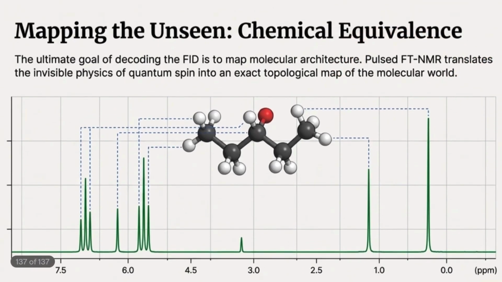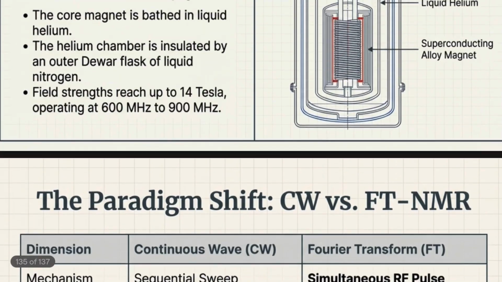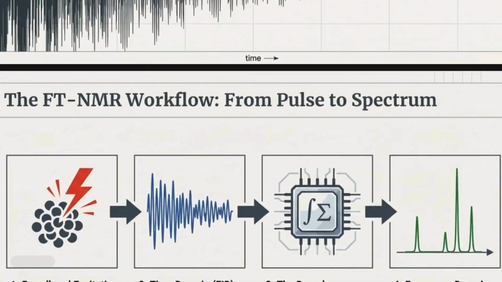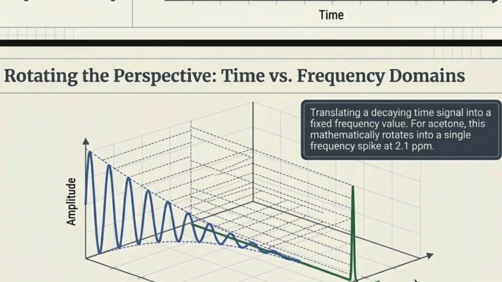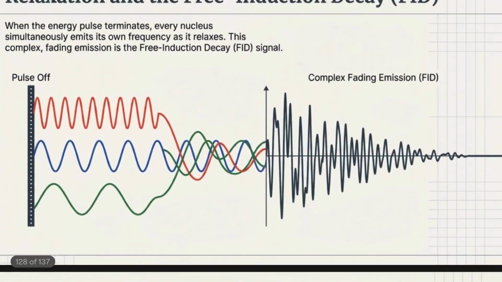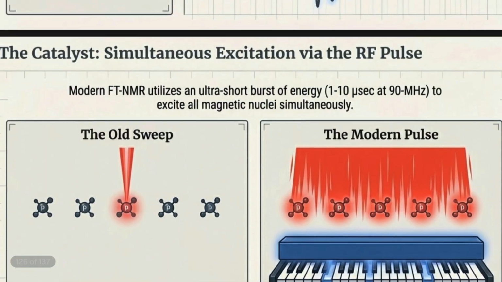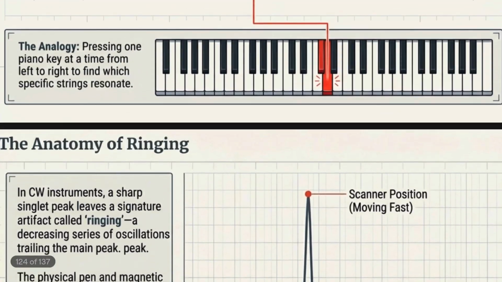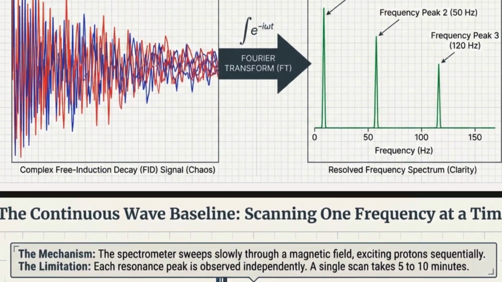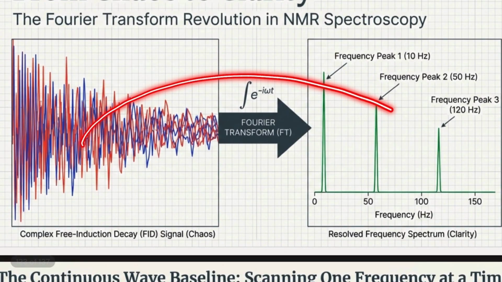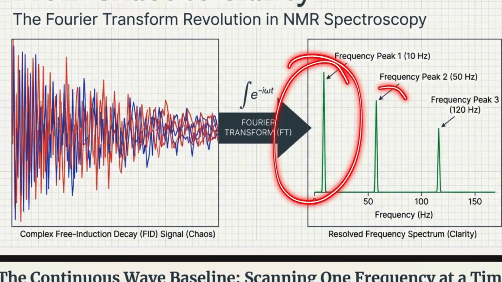So this is the basic idea of how the FT-NMR instrument works, how its signal is processed by using the mathematical operation of Fourier transform, and how we get a perfect signal and move from this chaotic FID signal into this clarified frequency domain signal.